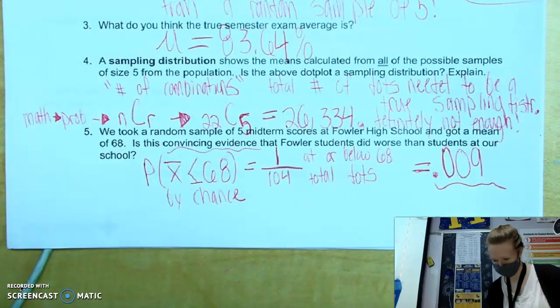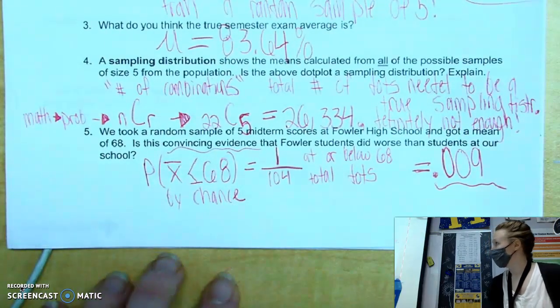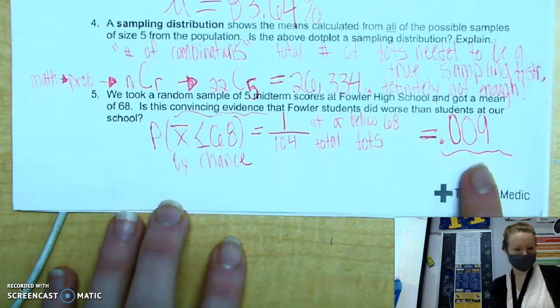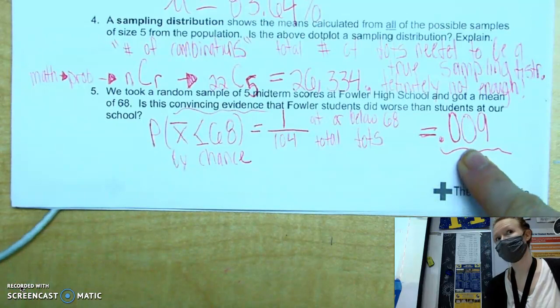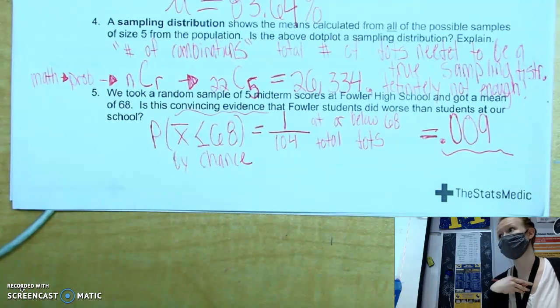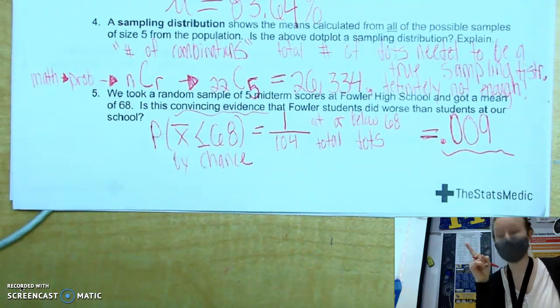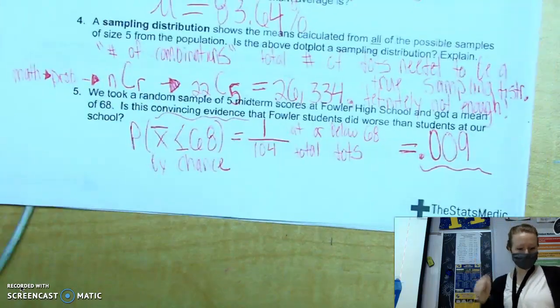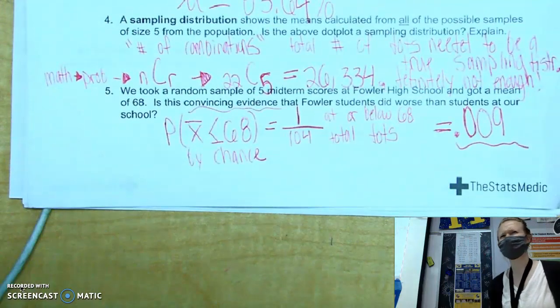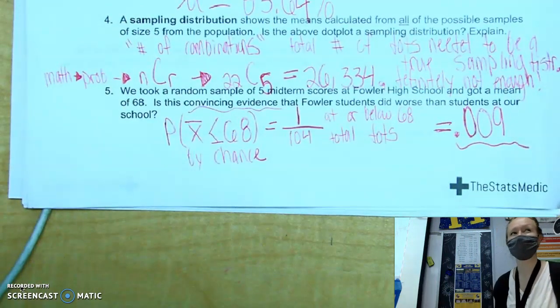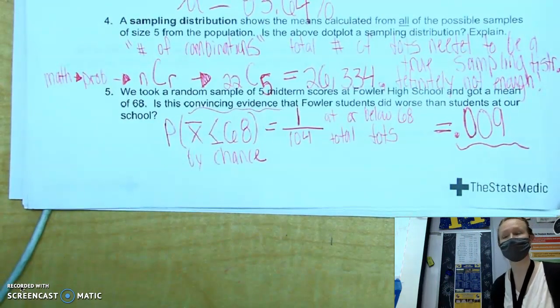Is this convincing evidence then? Is it good or bad that we have a really small chance? Is it going to help our cause? It actually is, right? So the fact that we got an average of a 68 should hint, ooh, that probably shouldn't have happened by random chance unless something real funky was going on, right?